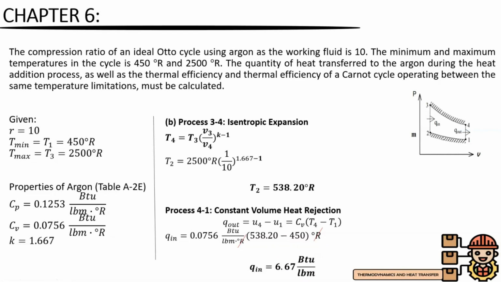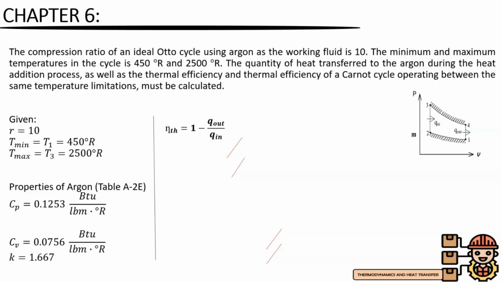Now that we have the values of our Q in and our Q out, we can now solve for the thermal efficiency. So the thermal efficiency is equal to 1 minus Q out divided by Q in. So 1 minus 6.67 BTU per pound mass divided by 30.97 BTU per pound mass, cancelling the same unit, is equal to 0.78. And since it is the thermal efficiency, we need to convert it into percent. So we need to multiply it by 100, so it is equal to 78%.